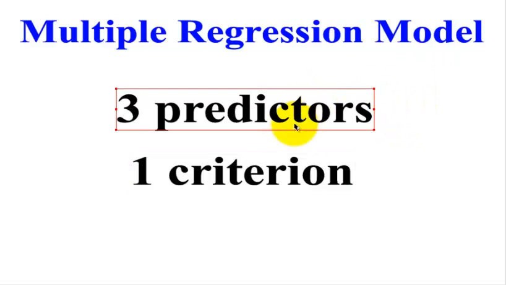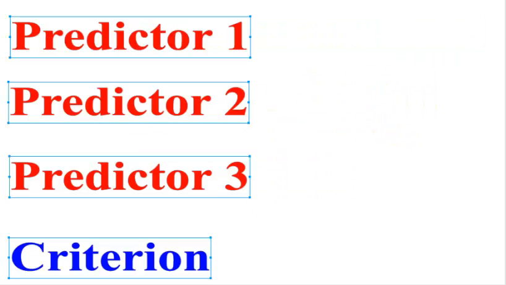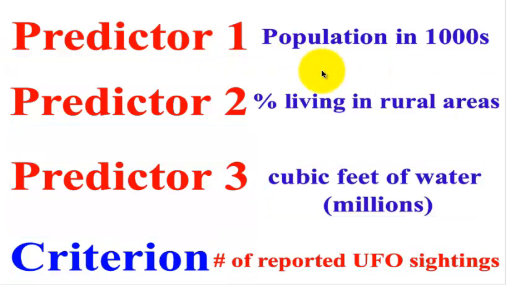So there are three predictors, one criterion. And we labeled them thusly. Predictor 1 is the population in thousands of the city. Predictor 2 is what percent of the population are living in rural areas. That means away from the city. Predictor 3 is how many cubic feet of water the city has, usually in open containers like lakes or rivers or dams. And that's in millions of cubic feet.